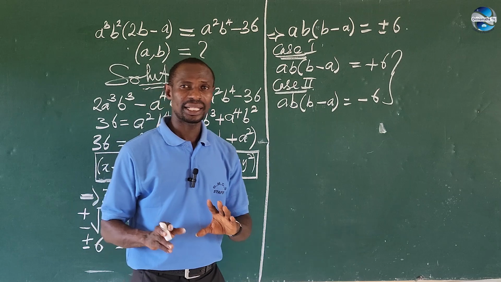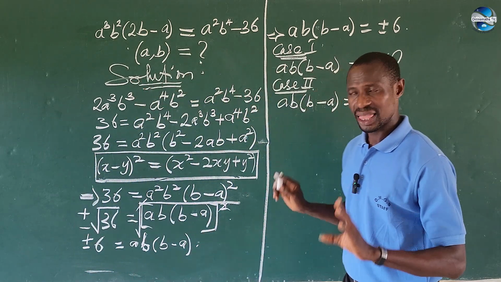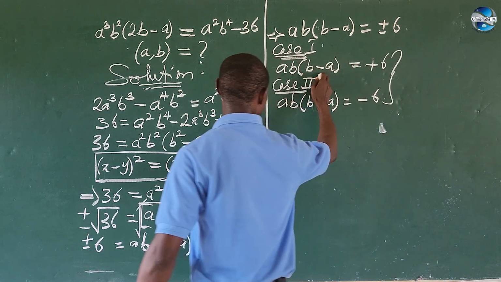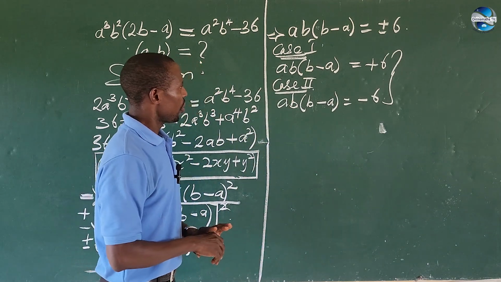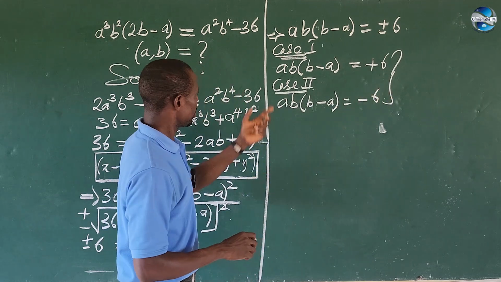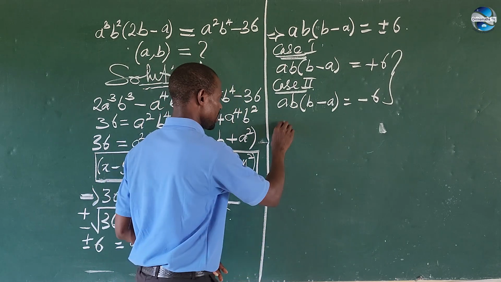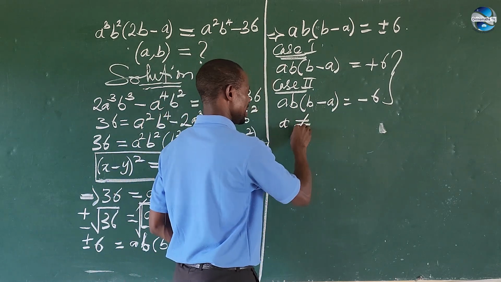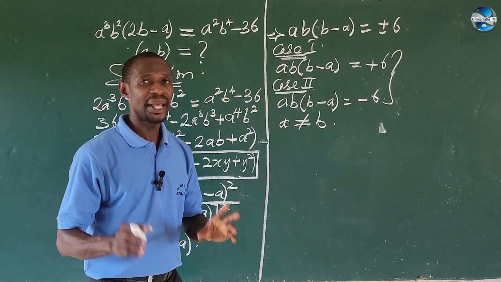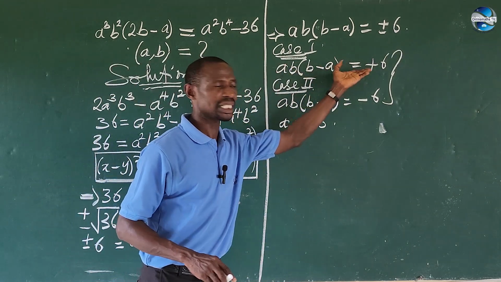All right. Now, if you look at this expression, you discover that the left-hand side is a product of 3 factors. We have a as a factor, b as a factor, then b minus a, another factor. And the right-hand side is not equal to 0. So it means that a cannot be equal to b at all. So we can establish that a is not equal to b. So if a is not equal to b, how do we now get the pairs of factors that will satisfy this expression for the positive and for the negative?